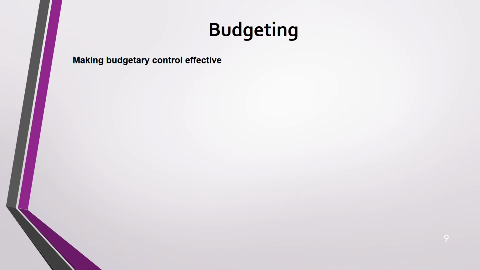Now, flex budget will be explained under variance. Okay, because after this, the next topic is variance. Now, how do you make a budgeting control effective? This you should know. From the exam's point of view, this most of the time comes. How can you make it effective? How can I have a good budgeting?